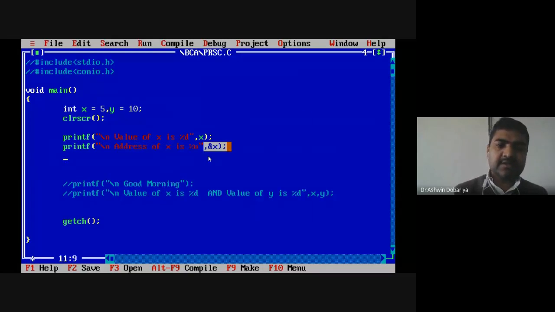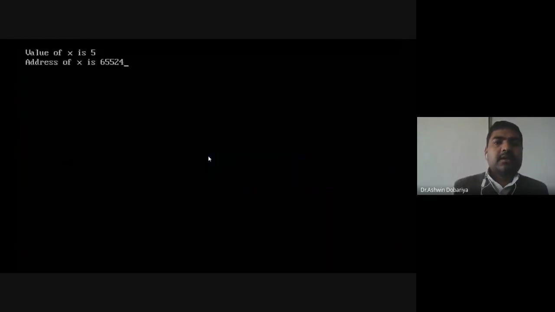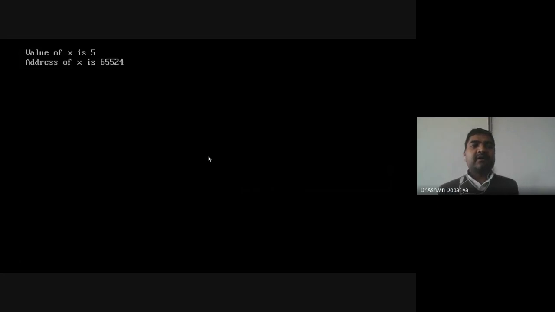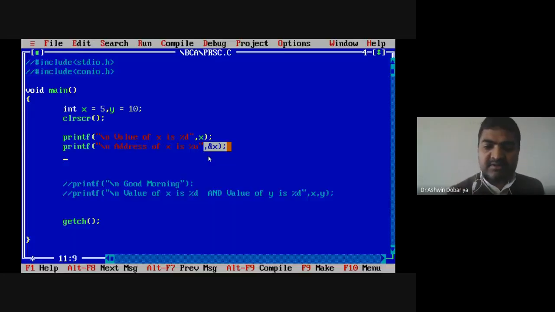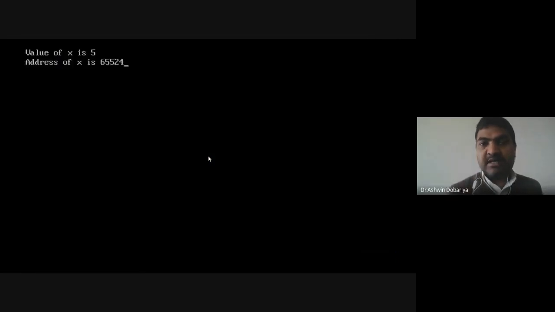Now let's see the execution. See, the value is 5. And what is the address of x in memory? 65524. And if you execute the same program on your laptop or desktop, this address may change. Even if I execute the same program many times, the second time also the address may change, because the address is allocated at runtime. It is not fixed. So this is again an unsigned value.